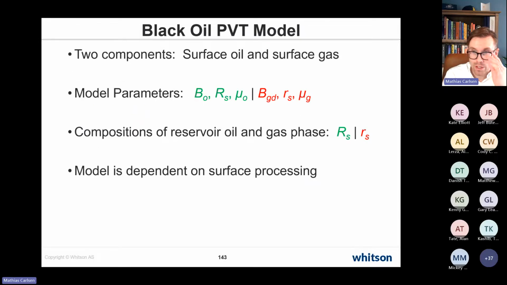And the black oil PVT model has 2 components: the surface oil and the surface gas component. It has 3 model parameters for each phase: the formation volume factor, the RS, and the viscosity. And on the gas side, it has similar properties: the formation volume factor for gas, the solution CGR, as we talked about, and the viscosity. And instead of using compositions, you're using the solution GOR or the solution CGR, scaling that up and down to see how rich or lean that fluid is. And that model is dependent on the surface process.